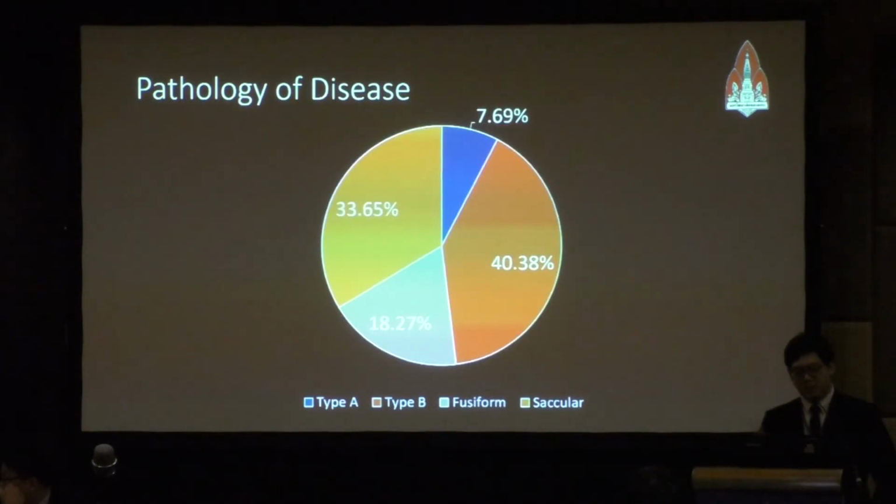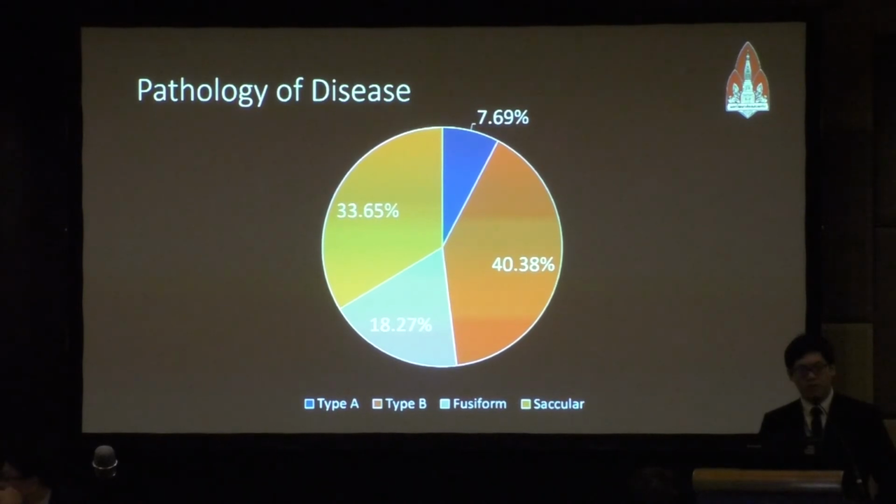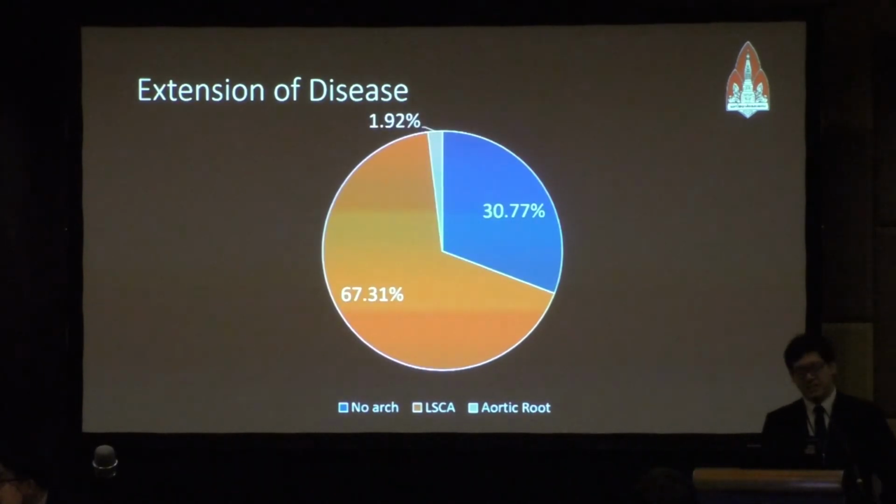So what about the pathology of the disease? What is the main indication for TEVAR? In my group of patients, the main indication is type B aortic dissection, about 40%. The second is saccular aneurysm of the aortic arch. What about the extension of the disease? Mostly, about 67%, involve the left subclavian artery, where we may have to perform revascularization.